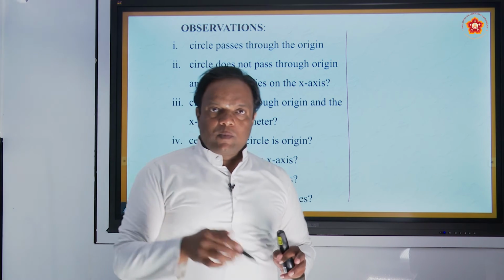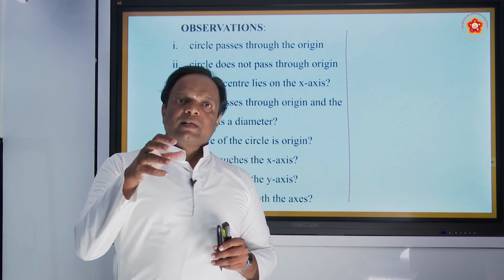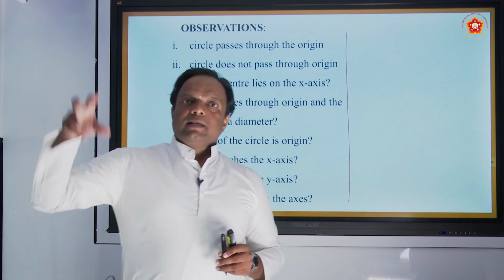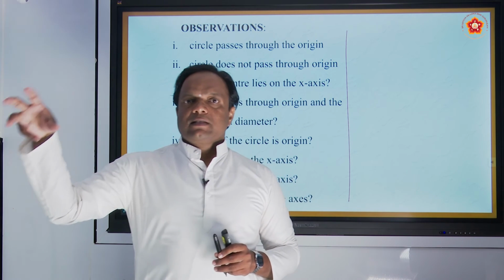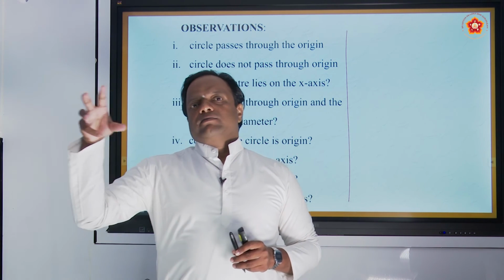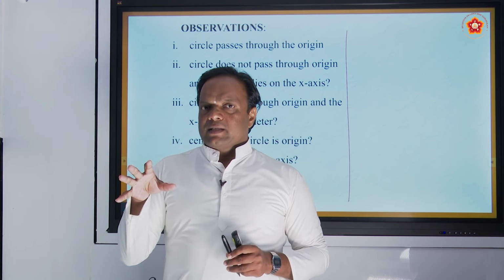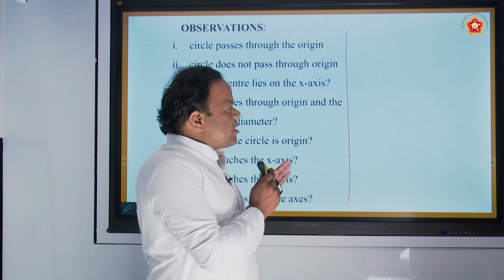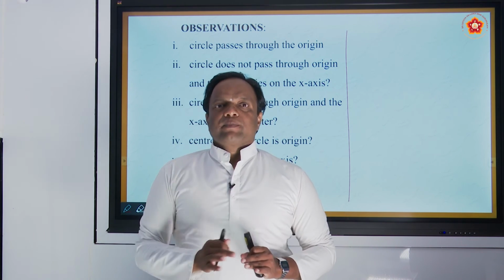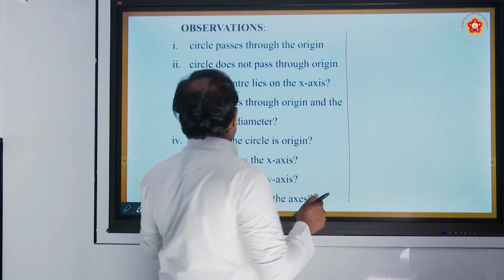When I start the problems, the problems ask: find the equation of the circle, with the center passing through the origin, the center lying on the x-axis or on the y-axis, or the center not passing through the origin. So many problems and conditions are there. These are just observations, details we see when we start the problems. What is the third observation?